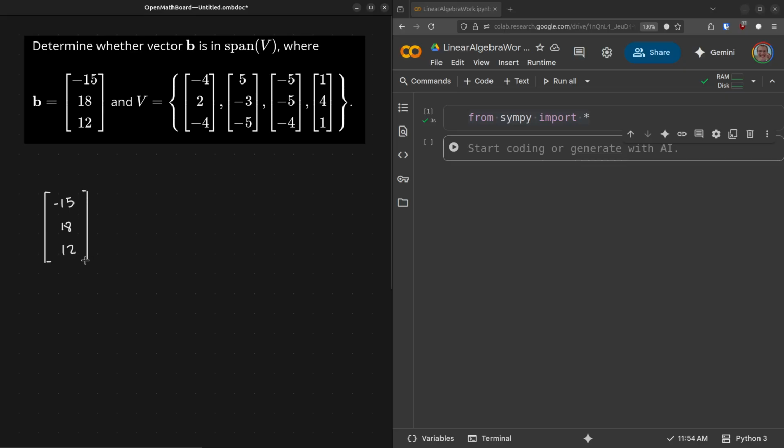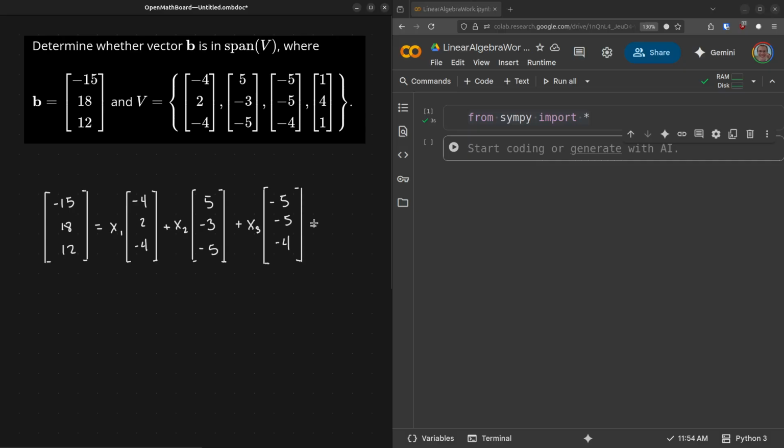So that means there would be some scalars x1 and x2 and x3 and x4 such that x1 times the first vector plus x2 times the second vector plus x3 times the third vector plus x4 times the fourth vector, that this linear combination is equal to vector B. I can find these coefficients to make it work.